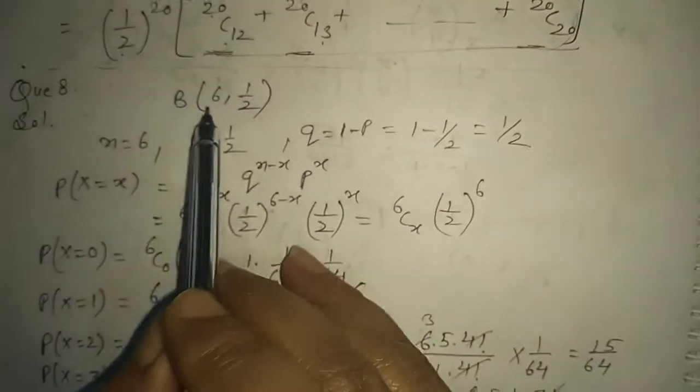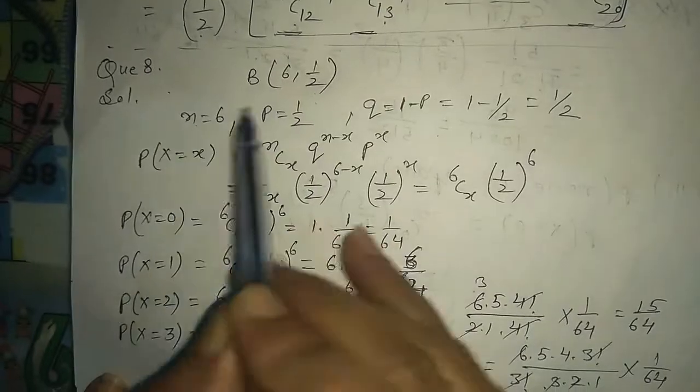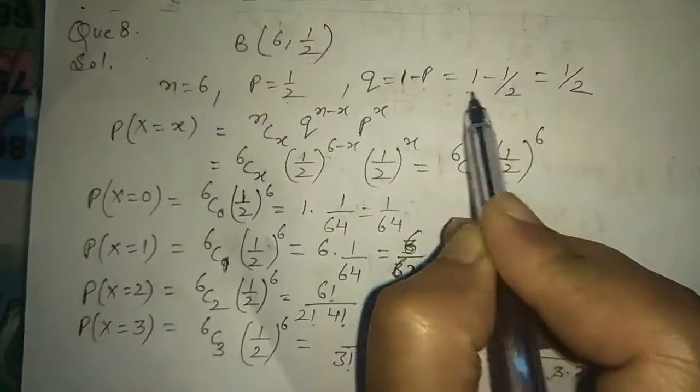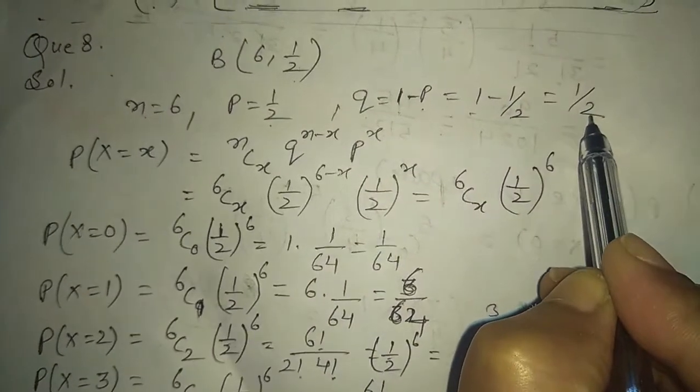X follows B(6, 1 by 2), then n is equal to 6 and p is 1 by 2. What will be q? 1 minus p. It is 1 minus 1 by 2. It is 1 by 2.